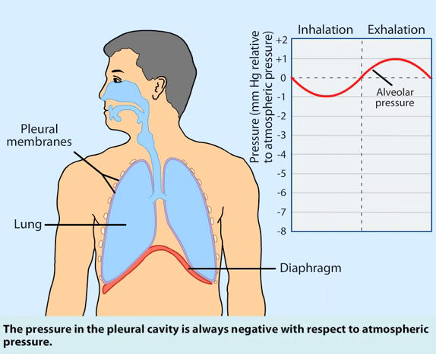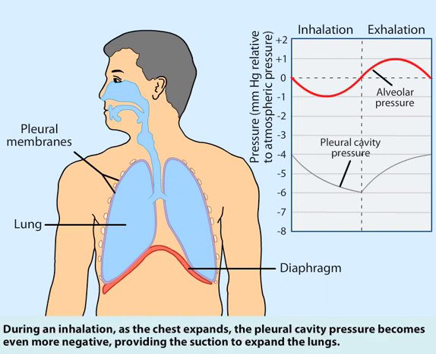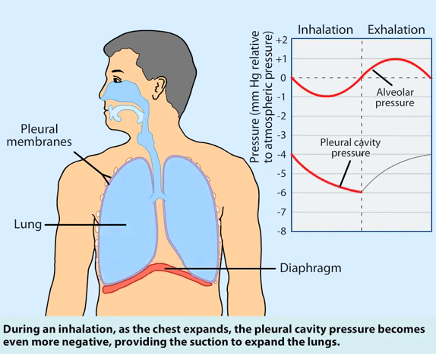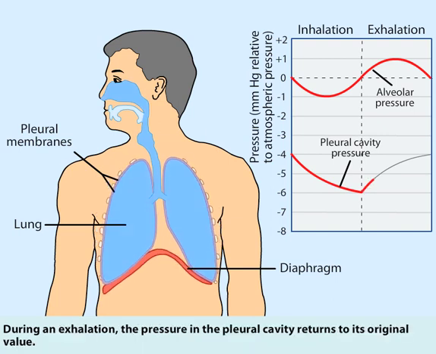The pressure in the pleural cavity is always negative with respect to atmospheric pressure. During an inhalation, as the chest expands, the pleural cavity pressure becomes even more negative, providing the suction to expand the lungs. During an exhalation, the pressure in the pleural cavity returns to its original value.